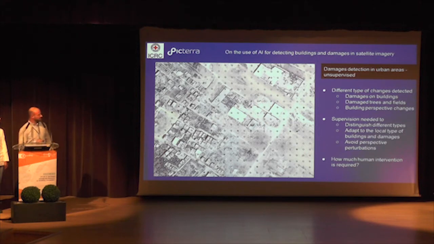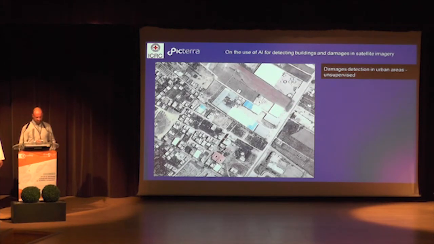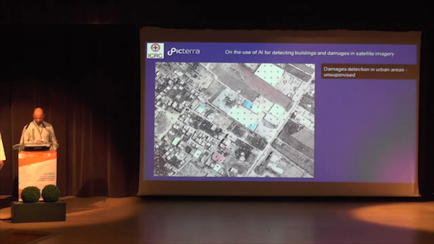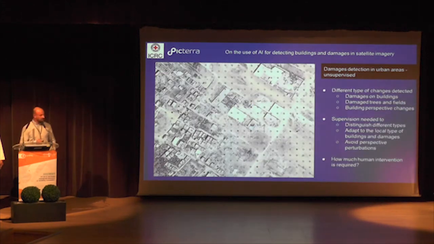But to go from unsupervised to supervised learning, you need to tell the model what it has to look for. And in that picture, you can see that there is a lot of change happening, not only on the buildings, but the road has disappeared, some fields have disappeared as well, and so on. And the question remained the same: how much human intervention is required to make this model actionable for Thao in his or her daily work?